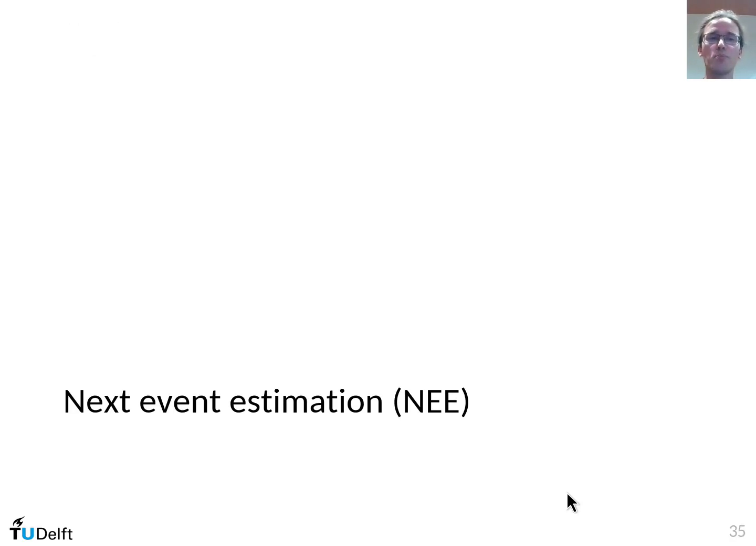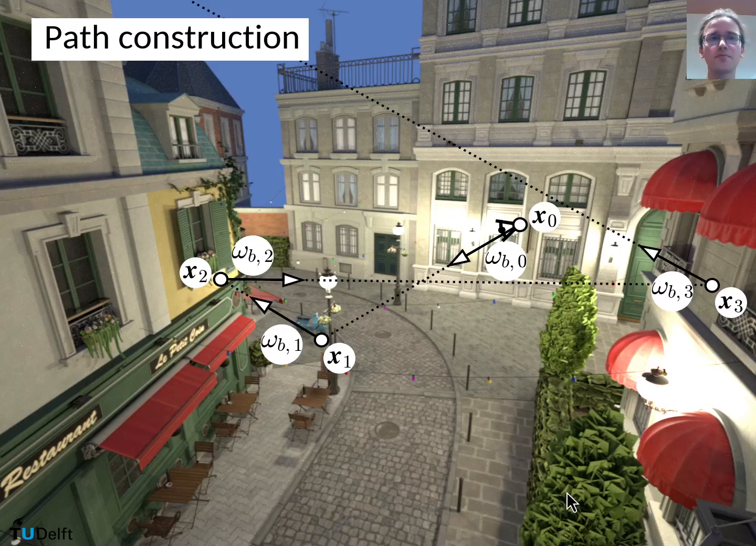And now to actually put it all together, we need one last ingredient called next event estimation. Remember that this is how we construct our paths currently. We start at the camera, and then here we get our first vertex on a surface, and then we use a BRDF sample here to get the next vertex, and another BRDF sample to get the next vertex, and so forth. And this is how we recursively construct this path.